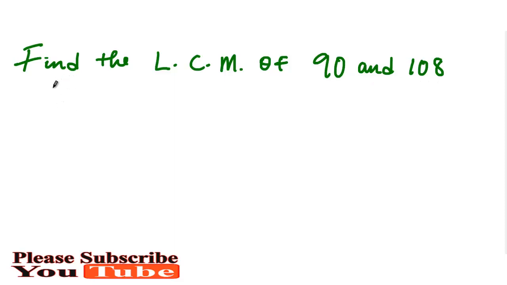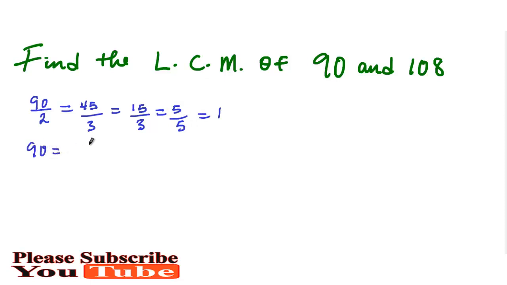In this case, we need the prime factorization of 90. So let's start. 90 divided by 2 is 45. And 45 divided by 3 gives us 15. 15 divided by 3 gives us 5. 5 divided by 5 is 1. So we know that the prime factorization of 90 will be 2 times 3 raised to power 2 times 5. Okay, then let's move on to the next one, that is 108.